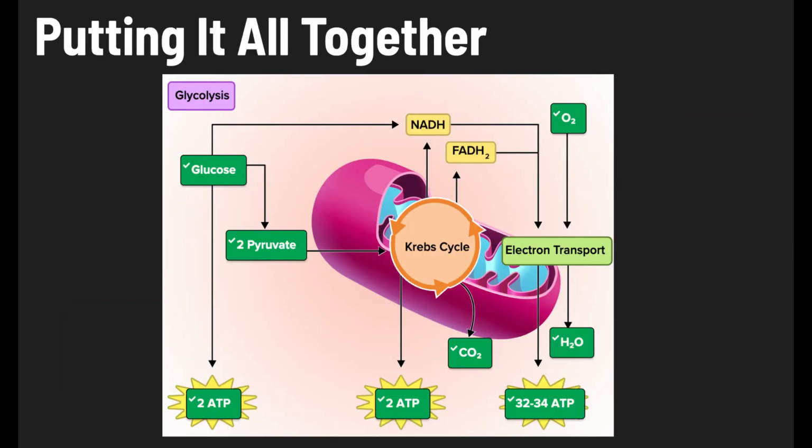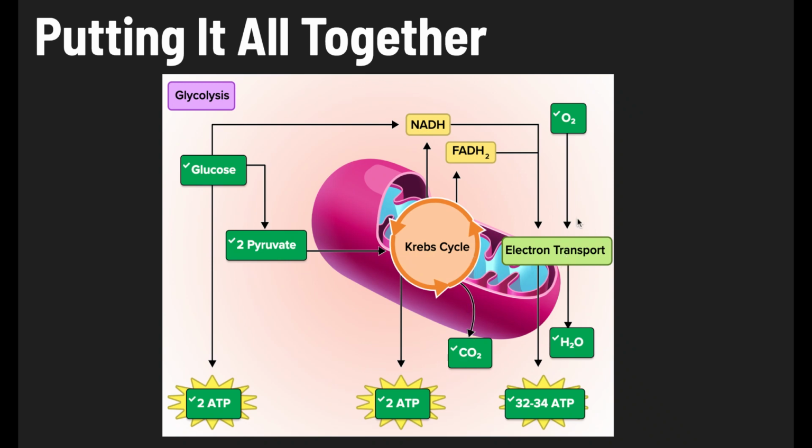So putting it all together into this one picture, you can see that we've got 3 steps here: glycolysis, the Krebs cycle, and the electron transport chain. During glycolysis, glucose goes in, and you get 2 ATP coming out, and that glucose molecule is split in half into 2 pyruvates. Those 2 pyruvates go into the Krebs cycle, and the Krebs cycle creates 2 ATP, and out comes the 6 CO2 molecules.